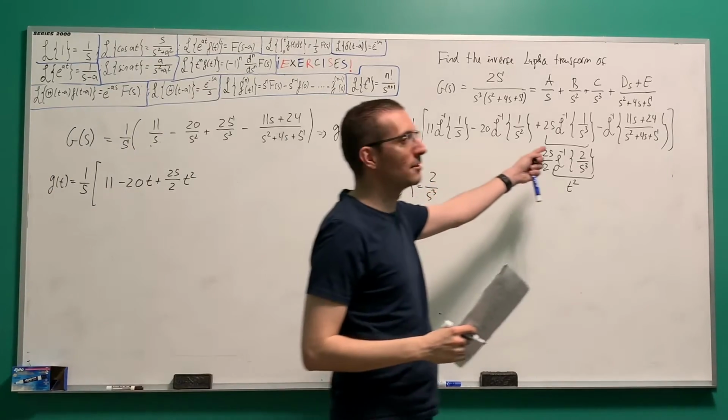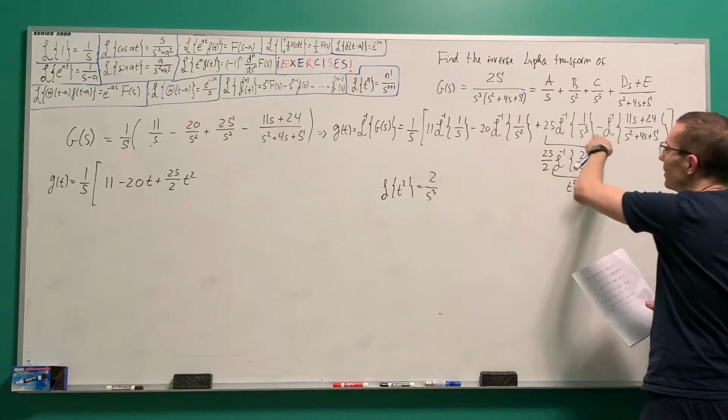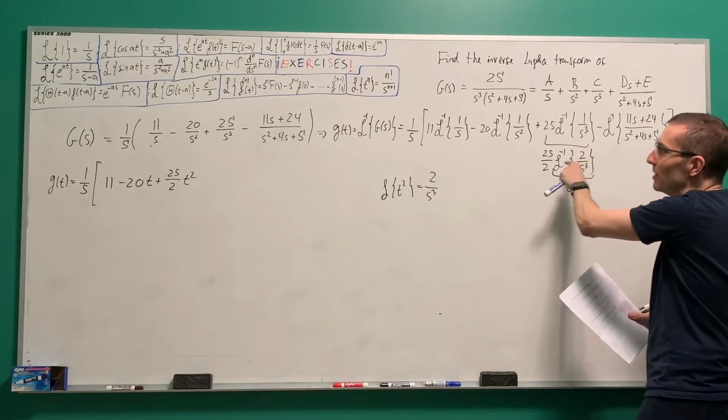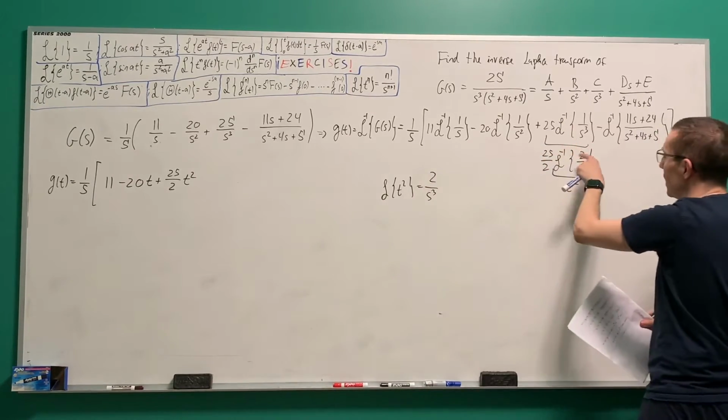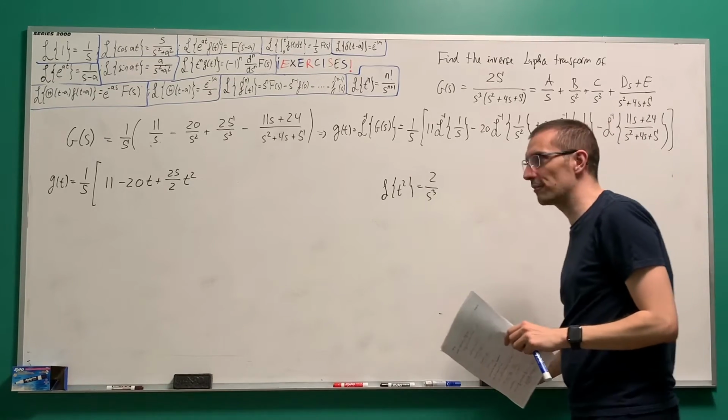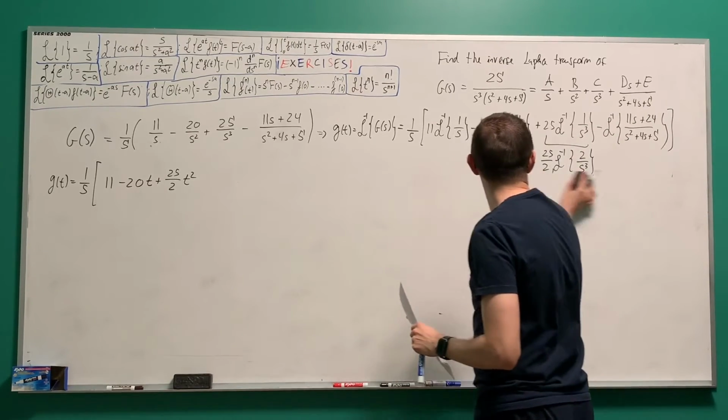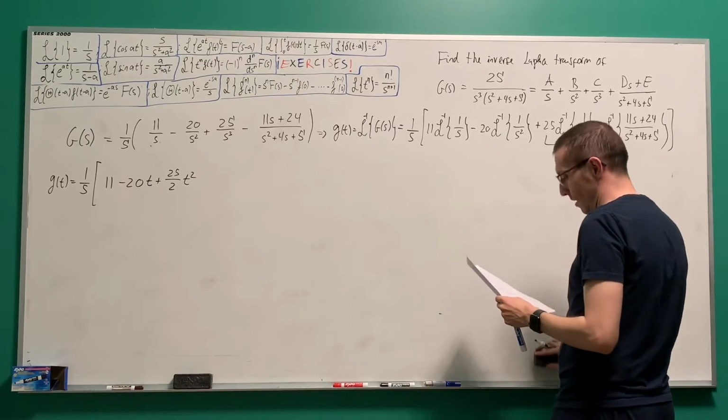Important. Some people make the mistake of writing t squared directly here. No, there's a coefficient. You need the 2 in there. You need the 2 in there. So you need to put it and divide outside. Alright. Now, the more difficult one.